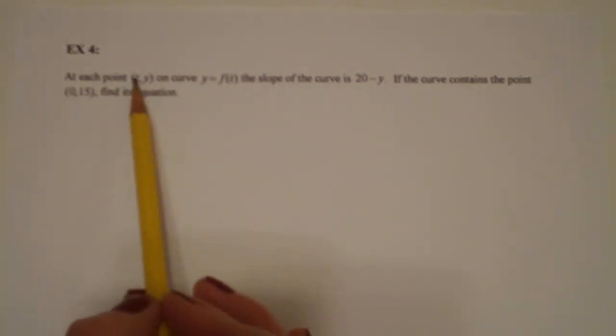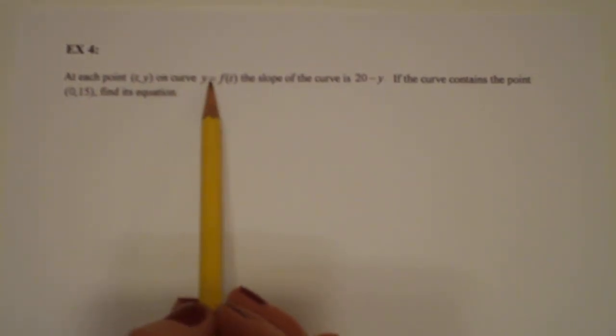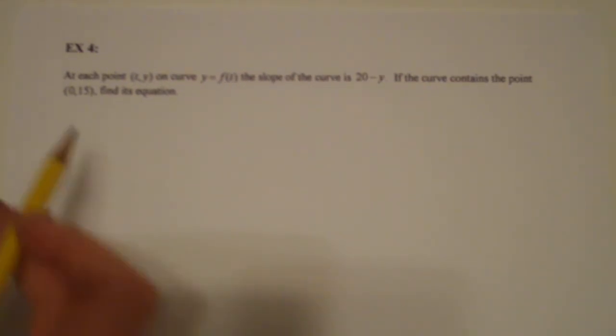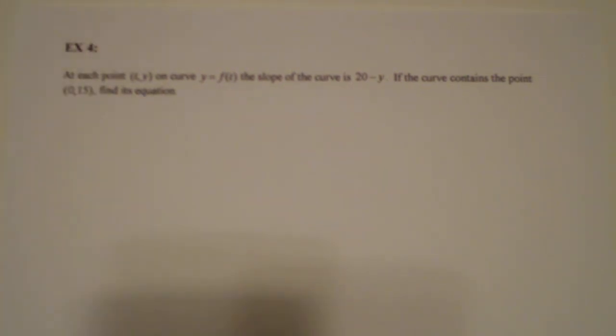Anyways, okay, example 4, last one, here we go. At each point, t, y, on the curve y equals f of t, the slope of the curve is 20 minus y. If the curve contains the point 0, 15, find its equation. Oh my goodness, I love it. Here's the trick. The slope of the curve is 20 minus y.